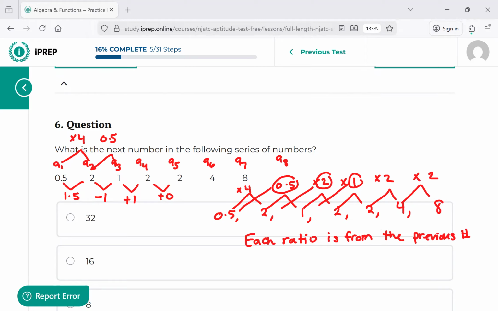So what should be my eighth term? Let's see, 1, 2, 3, 4, 5, 6, 7. My eighth term is going to be the last term, which is 8, times the previous number. If you look at the pattern carefully, it's going to be 8 times 4, so that would be 32. This one was a little bit trickier because you had to see the pattern.